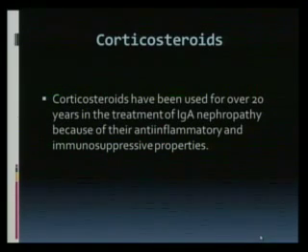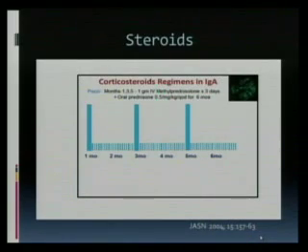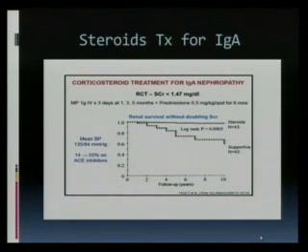Steroids also have been used for over 20 years in treatment of IgA nephropathy because of their anti-inflammatory effects. And here's a study that was published in 2004 in JASN. They were giving pulse steroids at month 1, 3, and 5: 1 gram of IV Solu-Medrol times 3 days. And these patients were also on oral prednisone at 0.5 milligrams per kilogram every other day for 6 months. And they found that patients given this corticosteroid therapy had better renal survival without doubling of serum creatinine. So steroids did improve renal survival in these patients.